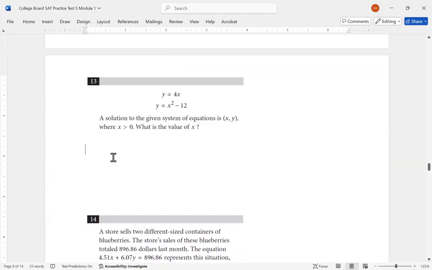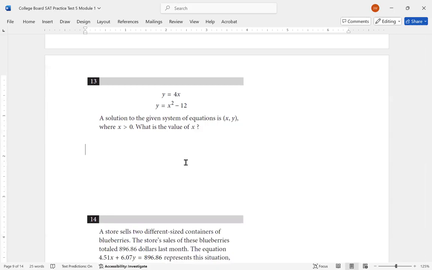Question 13 says a solution to the given system of equations is x comma y, where x is greater than 0. What is the value of x? There's a number of different ways we can solve this. If you want to, you can graph both of these and see where the graphs intersect. You can use a calculator to do that if you have a graphing calculator.